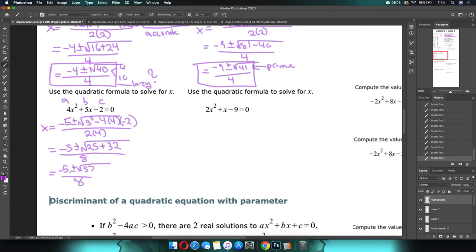57 over 8. And again, math brain, I happen to know that 57 is prime, which means there's no way I can break it down at all. And wait, it's divisible by 3. Yeah, but it doesn't have a perfect square factor. So there's our answer. Next one, A, B, and C. And now again, if it's blank, that means your invisible number is a 1. So x equals opposite B plus or minus square root of B squared minus 4AC all over 2A.